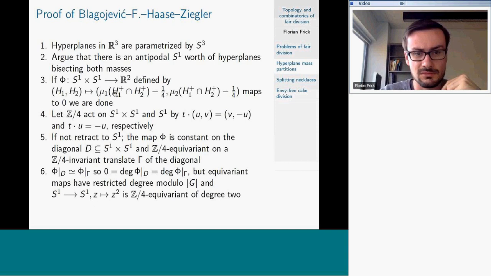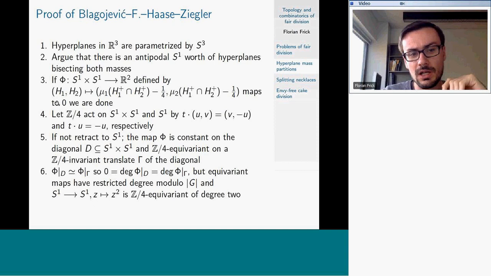And this orthant, it doesn't really matter which one you take, and we look at the measure of this orthant minus 1 over 4. Let's measure this. So if that maps to 0, then we have an equipartition. So let's show that this map has to map to 0. And we'll exploit the symmetries of the problem.